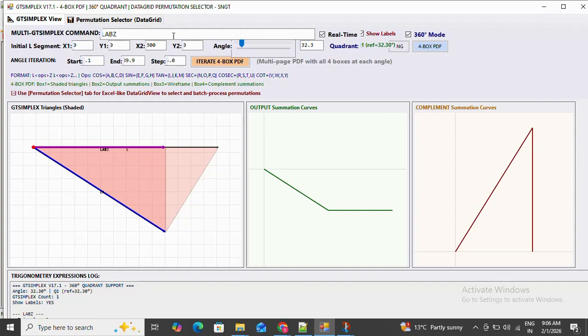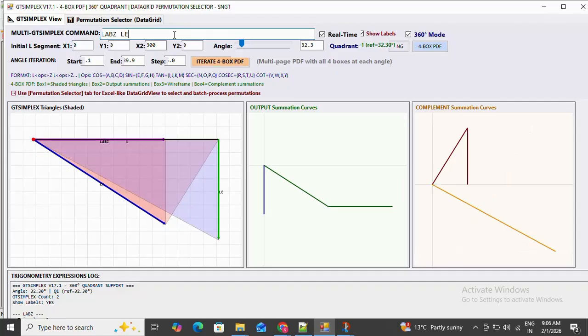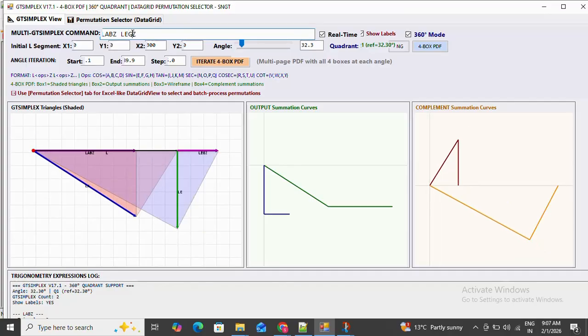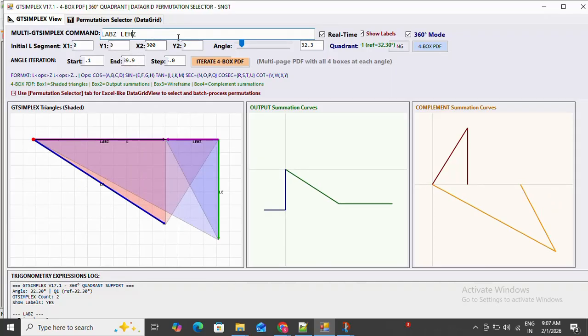Okay, in a similar way, if we talk about the LEFZ, then the EFZ is not overlapping on the L. So if we think about the LEGZ, then EGZ is overlapping on the L, but it is on the different side. So say if it is the LEHZ, then also it is not overlapping on the L.